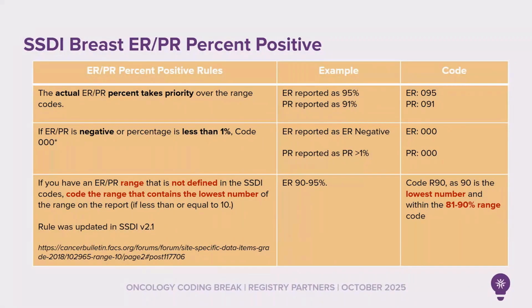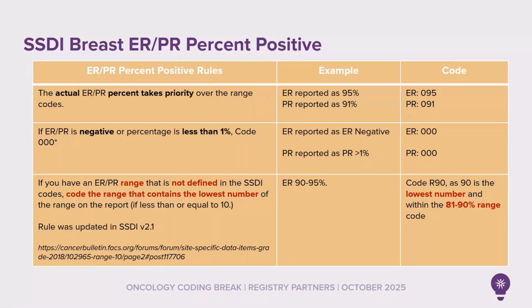Estrogen receptor positivity and progesterone receptor positivity are favorable prognostic factors in breast cancer. Positive results would predict a favorable response to endocrine hormonotherapy, and combined ER/PR positivity is associated with an increased response to anti-estrogen therapies. These values can vary in how they're reported. The actual percentage takes priority over a range if it's given.